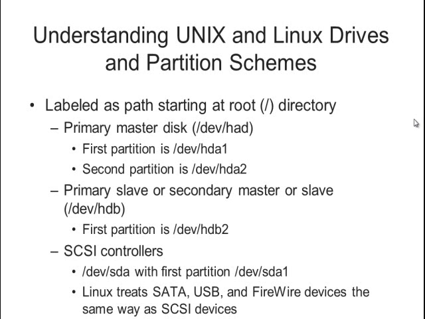Unix and Linux drives and partition schemes are labeled as paths starting at the root directory represented by /. Primary master disk is /dev/hda. First partition is hda1. Second partition is hda2. Primary slave or secondary master is hdb, and the first partition is hdb1.